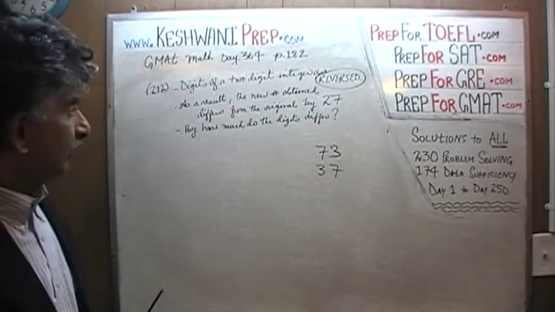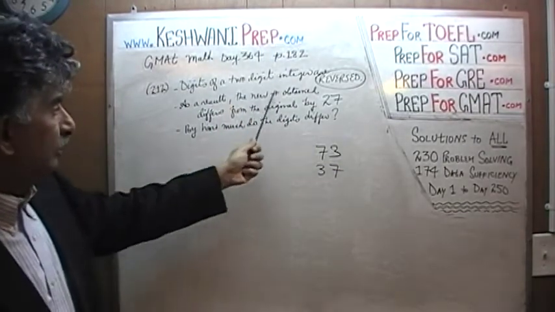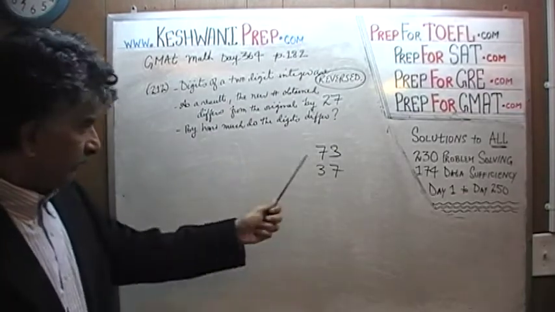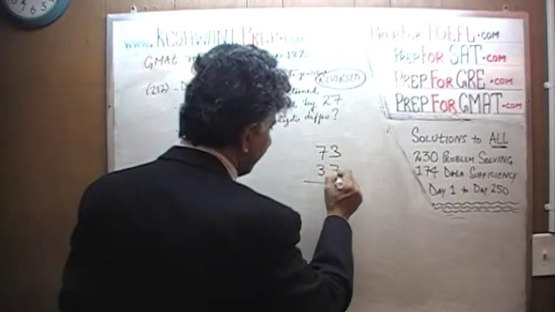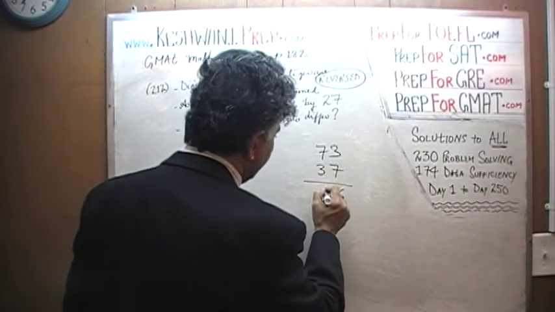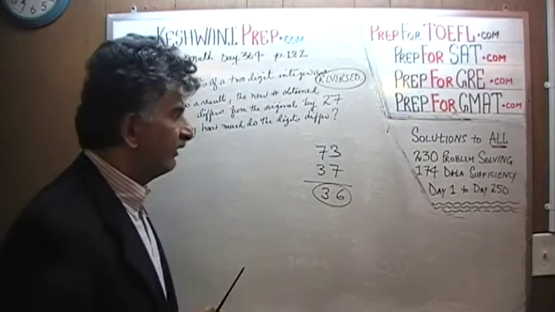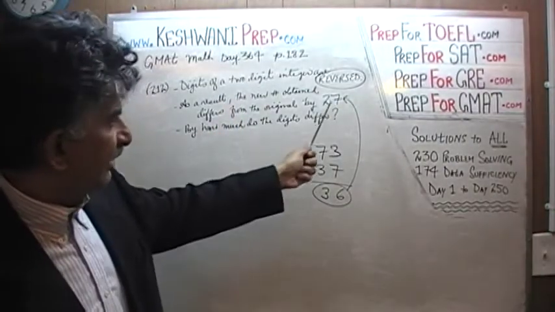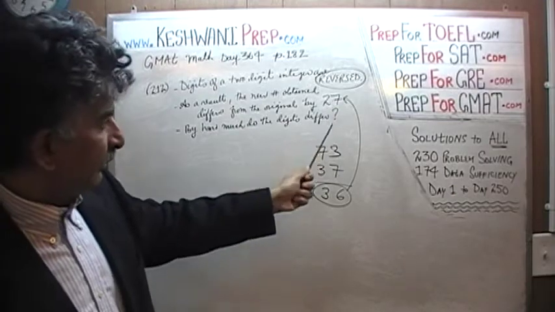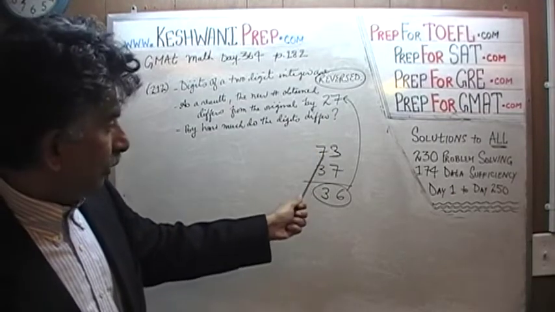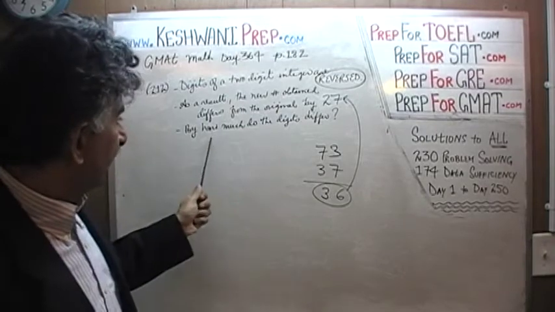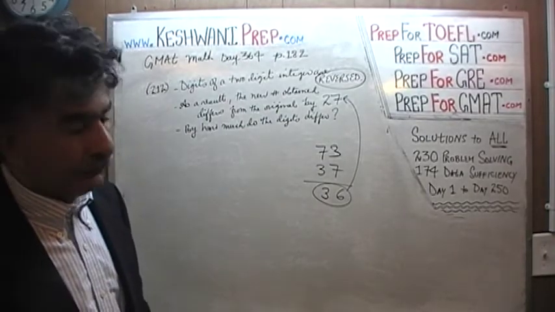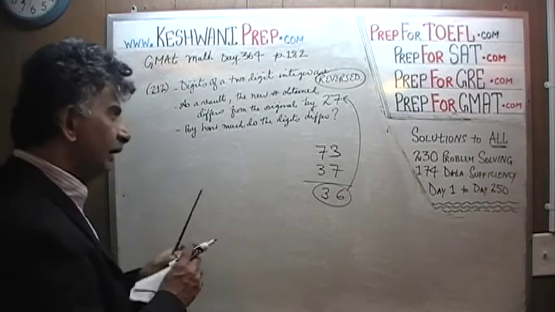And as a result, the new number obtained differs from the original by 27. For example, in this case, 73 minus 37 is 36. They do not differ by 27, they differ by 36. Now, had it said 36 over here instead of 27, then we know these two digits differ by 4. The question is, by how much do the digits differ? In this case, they differ by 4. That's all it is. Tell you what, let's make it more interesting.